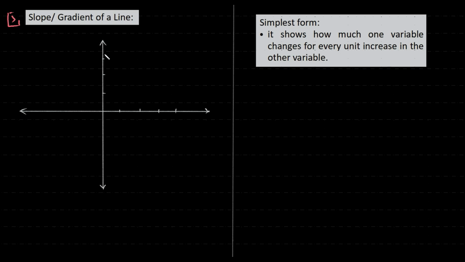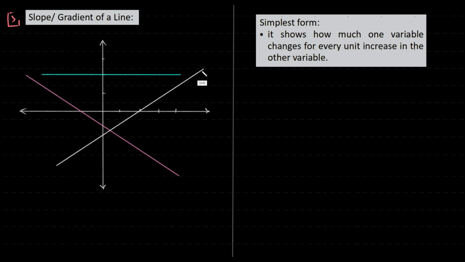One fundamental aspect of a line is its slope. As you can see, the slope of this line is said to be 0, while the slope of this line is said to be negative, while the slope of this line is positive. But what is slope exactly?